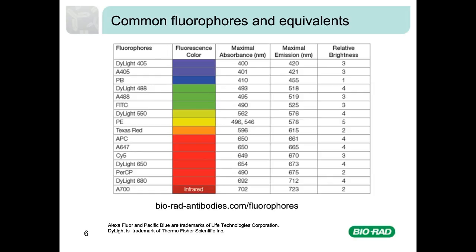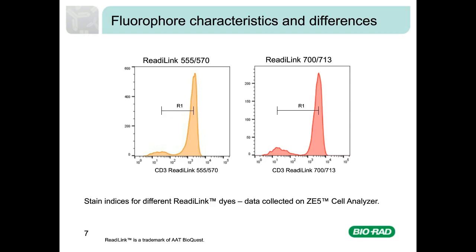A quick example of the differences between fluorophores is shown in this slide. CD3 was conjugated to 2 different fluorophores using ReadyLink kits from Bio-Rad, and peripheral blood was stained. The positive and negative populations can be clearly identified for both stains, but the distance between the positive and negative, marked on the plots as R1, is clearly different, with the brighter dye being the red laser excitable 700-713 dye.